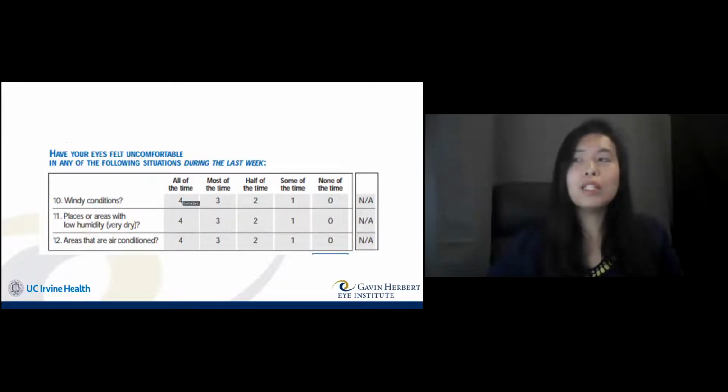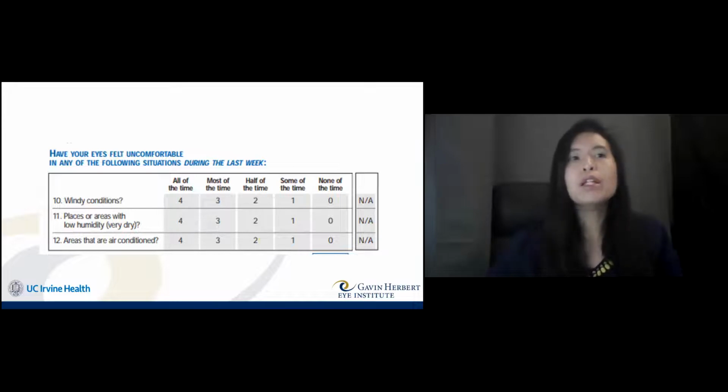So 10, windy conditions, and today's pretty windy. 11, places or areas with low humidity or very dry. So if you live in Southern California, we do have low humidity. 12, areas that are air conditioned. Well, it's supposed to be the middle of winter, but maybe over the weekend when we hit the 80s, 90s, maybe you turned on the air conditioning in the car or something. So again, if you experienced no problems with your eyes feeling uncomfortable, you would rank 0, all the time 4, so on.